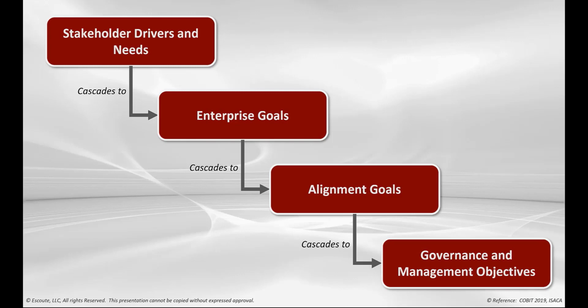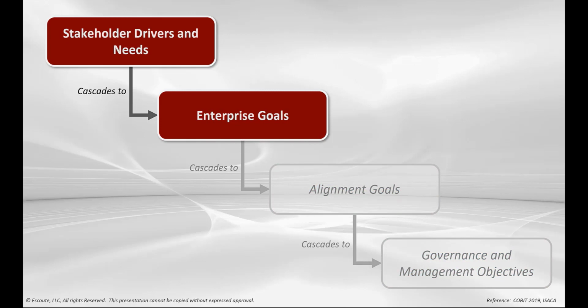Of course, we'll cover this in a little bit more detail, but let's hit each one of these mappings more specifically. First, when we talk about stakeholder drivers and needs, there is not a specific mapping or a table from COBIT that tells you what your stakeholder drivers and needs are. These are things we need to understand at the enterprise level.